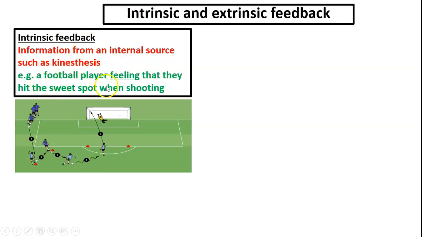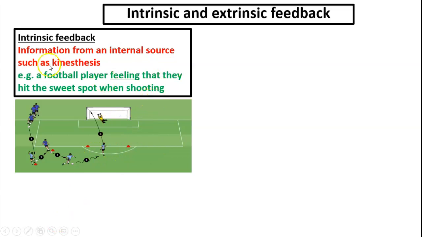For example, a football player feeling that they have hit the sweet spot when shooting. Okay, so for example, this football player here has kicked the ball, and they can feel that they've hit it just in the right part of the ball and it's flown into the goal. So that is an example. They can use intrinsic feedback, or feel, or kinesthesis to know that they've hit the sweet spot.